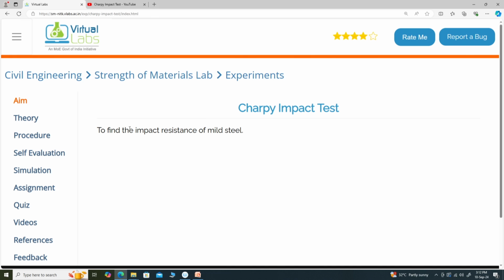The Izod impact test is also there, where the specimen is broken at the end. So let us go through the simulation part of it. This is the virtual laboratory experimental setup for the Charpy impact test. The aim is to find the impact resistance of mild steel. I have picked a mild steel specimen here.